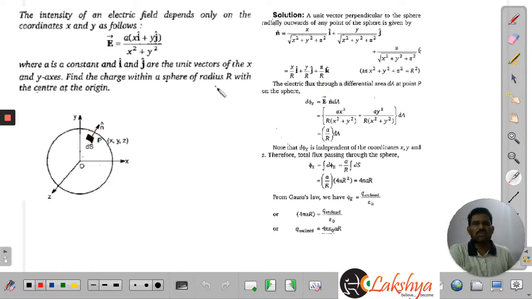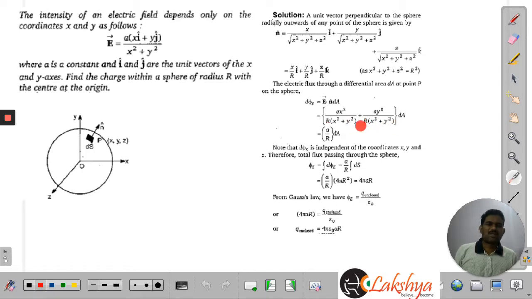Now the flux passing through the small elemental area we are writing here, right? So d phi is equal to E bar dot n cap into dA. That E bar, whatever the expression is given here, we are substituting here. dA is the magnitude of the area of this element here, right? Now if you do the dot product of this E bar and n cap, then you will get a x square by r into (x square plus y square) plus a y square by r into (x square plus y square).